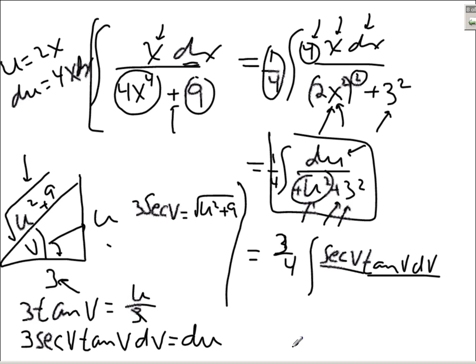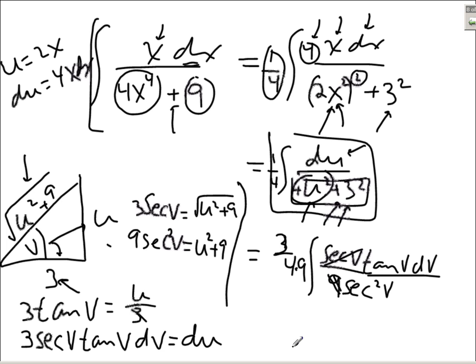Now, I don't want the square root sign because the bottom doesn't have a square root sign. So I square both sides. 9 secant squared v. Well, that's u squared plus 9. So the bottom is just 9, which I'll put out in front. 9 secant squared v is the bottom. Well, 1 secant v on the top kills off one of the 2 secant squares on the bottom. And 3 goes into 3 and 9 evenly.